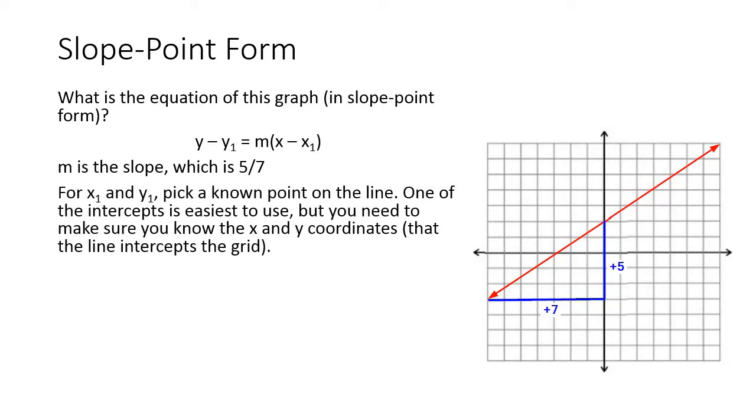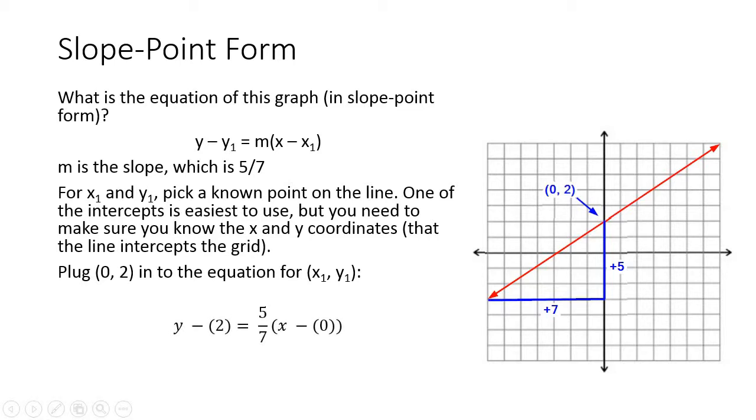For x1 and y1, pick a known point on the line. One of the intercepts is typically easiest to use, but you do need to make sure you know the x and y coordinates of the point you pick. So I'll just use the y-intercept, which is (0, 2) there. And let's just plug 0 and 2 into the equation for x1 and y1. So 0 is x1 and 2 is y1.